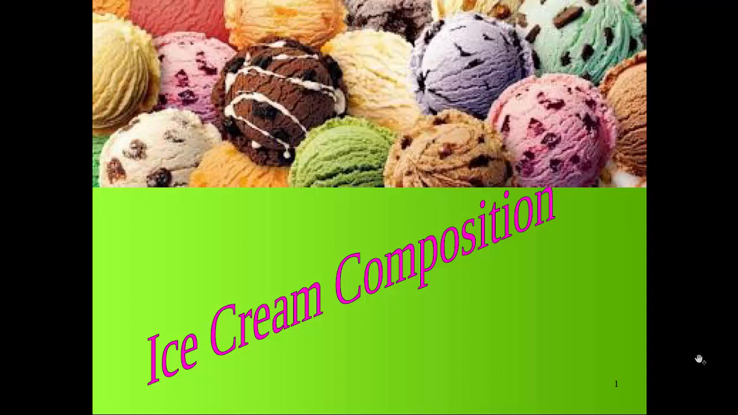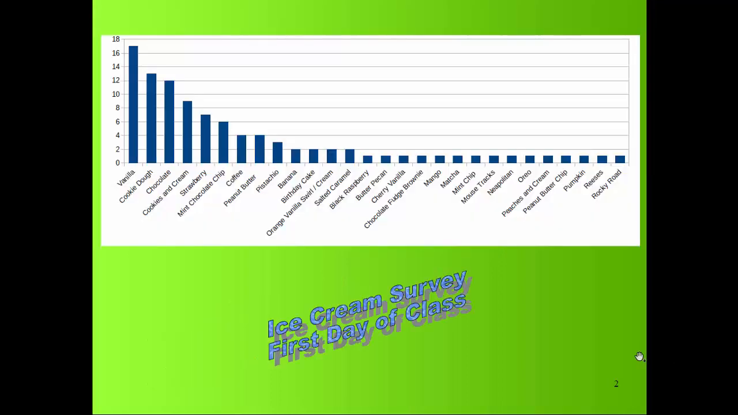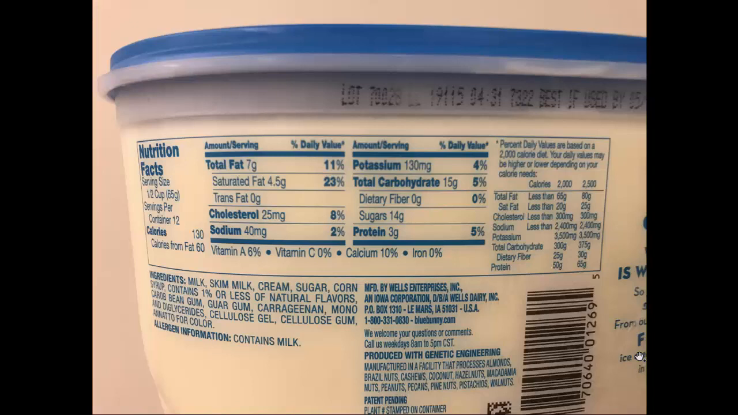And this lecture is on chapter 2, and it talks about the composition of ice cream. If we look at ice cream labels, you'll see a list of ingredients. For instance, this ice cream contains milk, skim milk, cream, sugar, corn syrup, and contains less than 1% of natural flavors, carob bean gum, guar gum, carrageenan, mono and disaccharides, cellulose gel, cellulose gum, and some coloring.